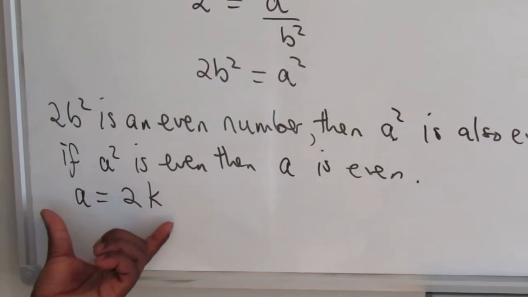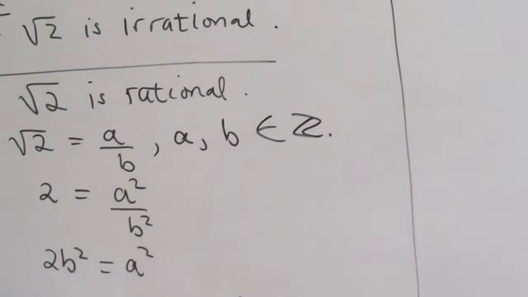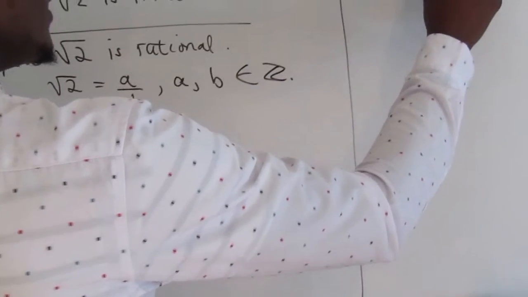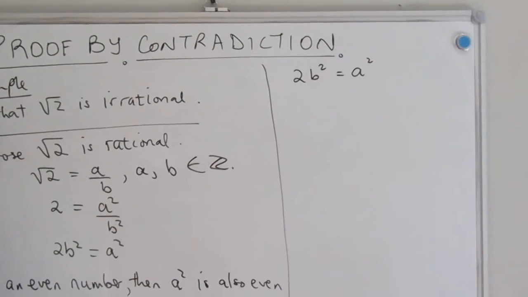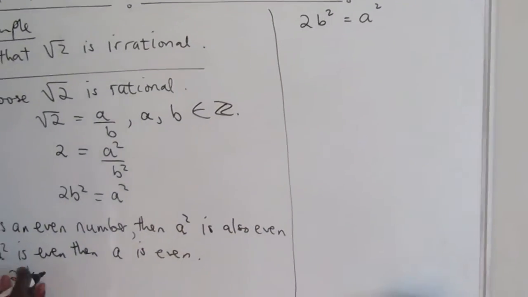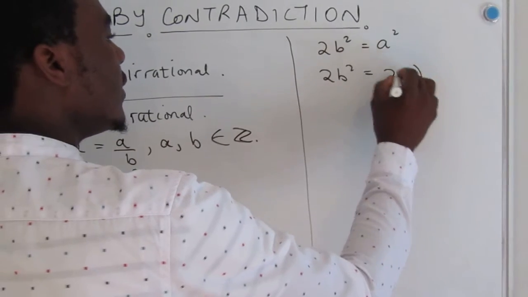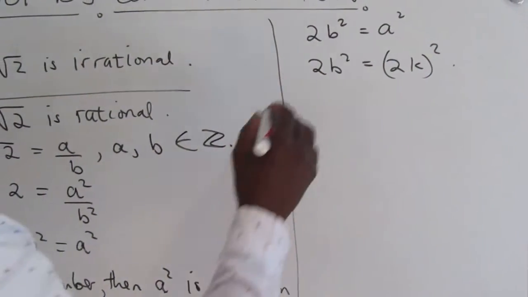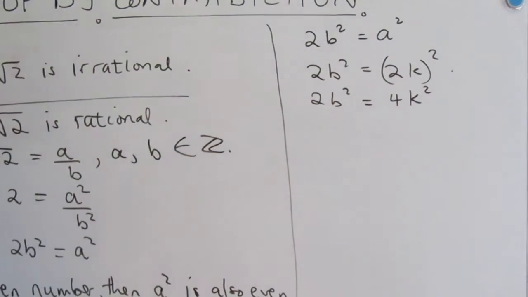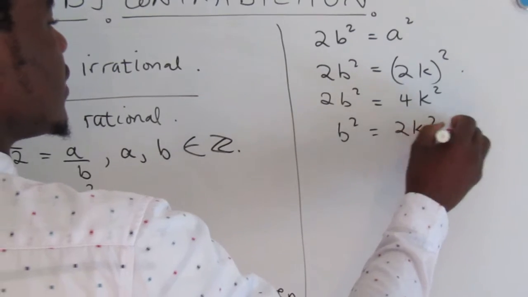Let us replace this value of a into the original equation. This will give us 2b squared is equivalent to a squared, and we know that a is equivalent to 2k. So 2b squared is equivalent to 2k squared. If we simplify here, we can get that 2b squared is equivalent to 4k squared. If we divide both sides by 2, we can get that b squared is equivalent to 2k squared.